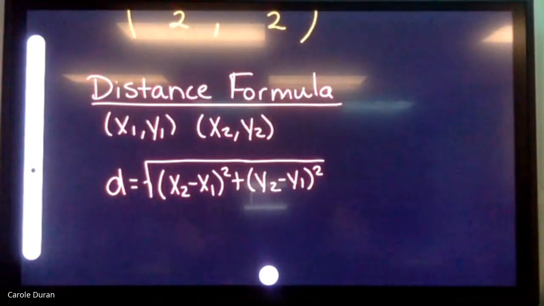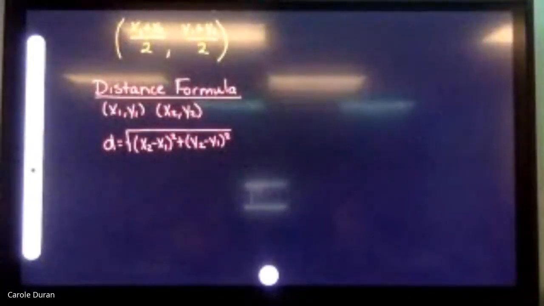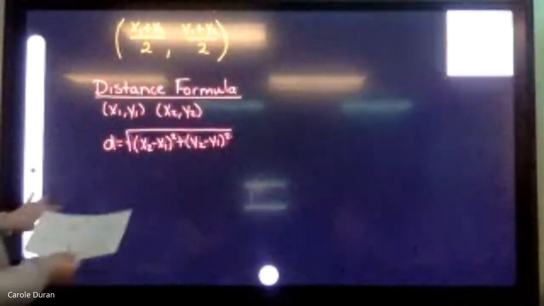Okay, now that we have those 2 formulas out of the way, we're going to talk about what a circle is and what the equation for a circle looks like. What is a circle? Anybody have an idea?